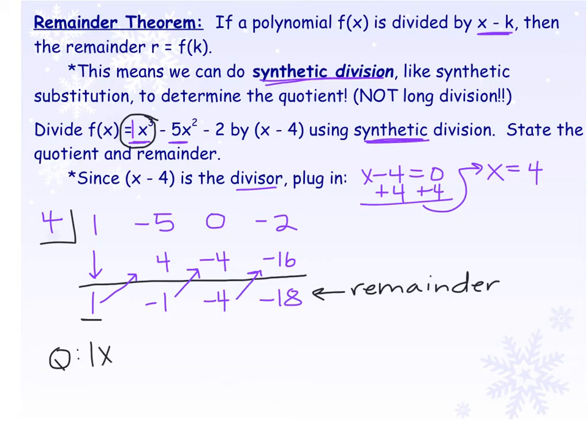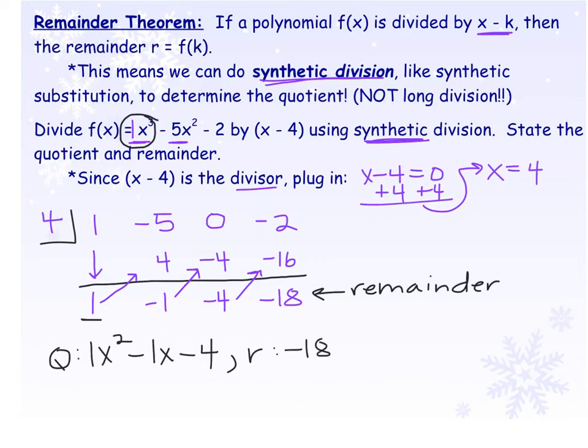1 times x squared. Then it's minus 1. That means we're going to go 1 less x. And then negative 4 is the constant for the quotient. So that means x minus 4 goes into x cubed minus 5x squared minus 2, and we have a quotient of x squared minus x minus 4 with a remainder of negative 18.